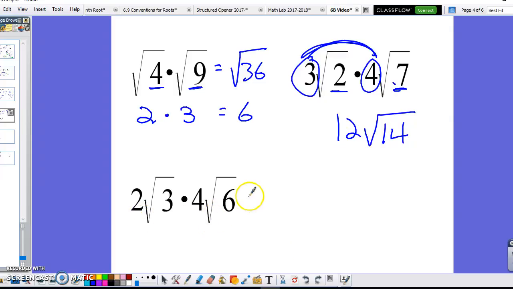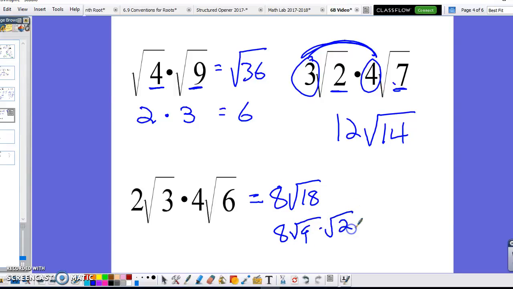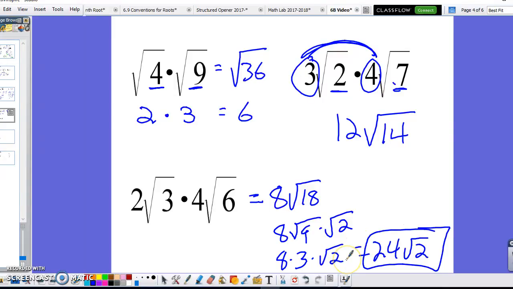Down in the bottom, same thing I just did. 8 square roots of 18. 2 times 4 is 8. 3 times 6 is 18. So now I've got 8 square roots of, well, let's check and see if 18 can be simplified. And I notice that 9 times 2 works. So 8 times 3 times the square root of 2. 8, 16, 24 square roots of 2 is my final answer.